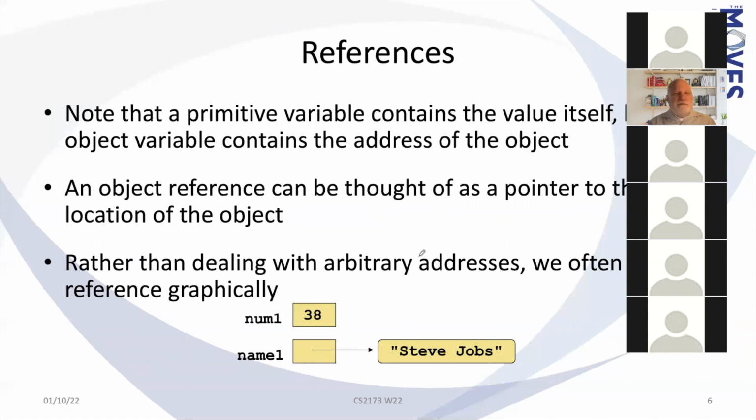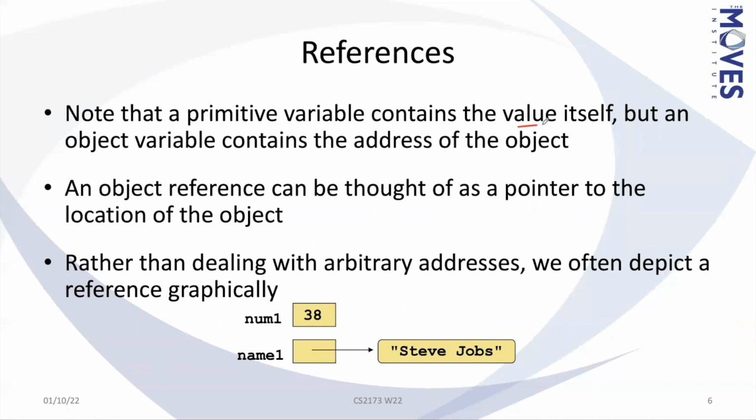Okay, so let's dive into what these reference variables are versus primitive variables. When it comes to primitive variables, it's fairly straightforward because primitives contain the value itself. But an object variable contains the address of the object. And by address, you have to be a little careful. This is not the actual address in the hardware. It's the address in the virtual machine. So it's not an address you can actually access anywhere. This is all under the hood. We have no access to this.